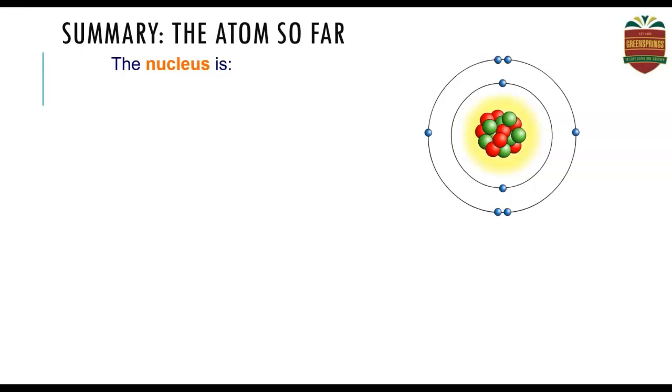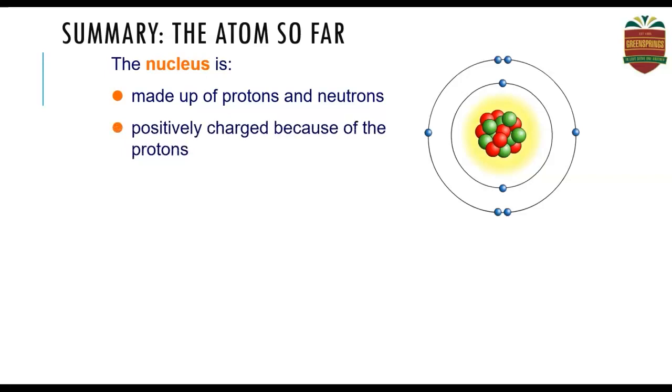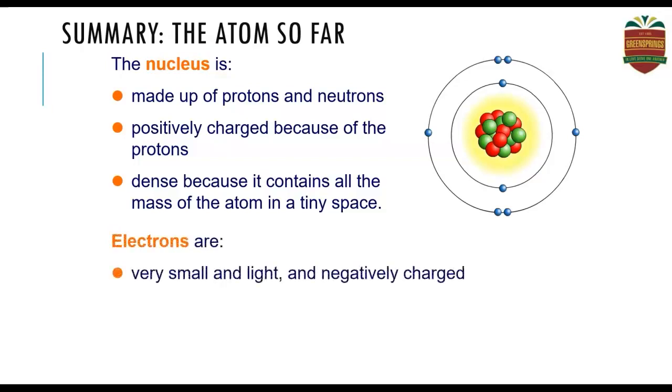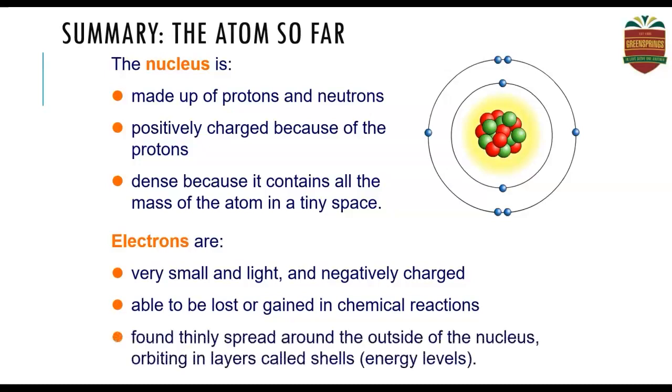In summary, for what we have learned today, we can say that the nucleus is made up of protons and neutrons, positively charged because of the protons, and dense because it contains all the mass of the atom in a tiny space, knowing that the electron does not reside in the nucleus. Electrons are very small and light and negatively charged, able to be lost or gained in chemical reactions, and found tinily spread around the outside of the nucleus, orbiting in layers called shells.